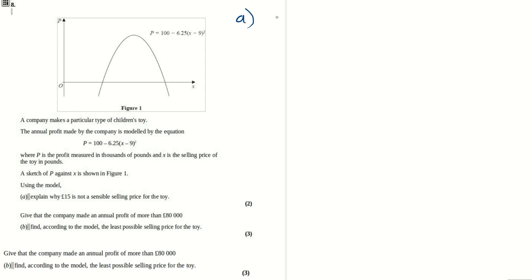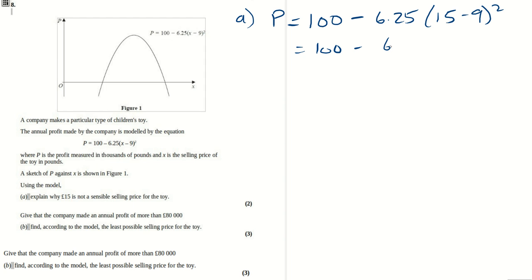Well, all we have to do is stick 15 into the equation. So P is going to equal 100 minus 6.25 times (15 minus 9) squared. 15 minus 9 is 6, 6 squared is 36, and that's going to give you minus 125.